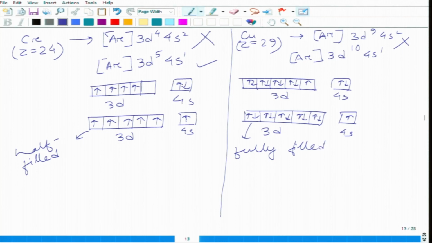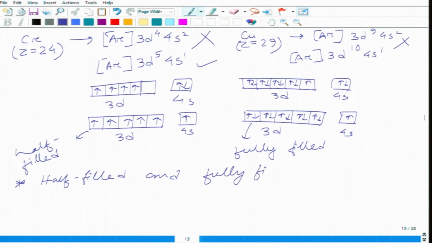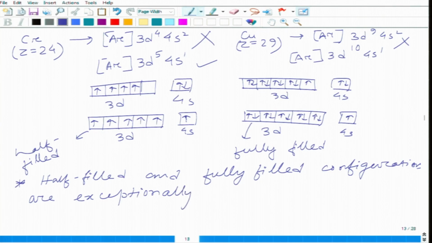Now, why do these cases occur? Because there is one fact that half filled and fully filled configurations are exceptionally stable. So, to attain stability, the configurations occur like these. But what is the reason behind this exceptional stability?